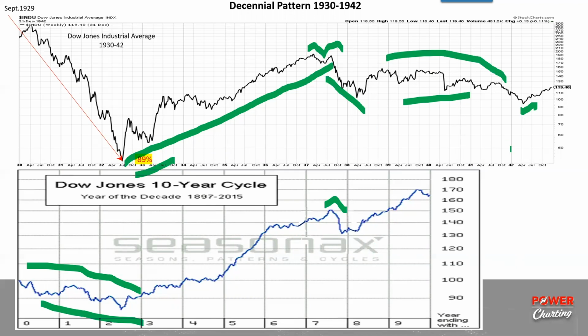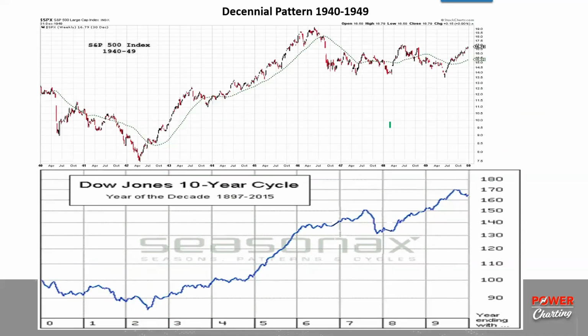And from then on, the market started to improve because it could see that we were going to win World War II and come out of this. So this 1930 to 39 period in 42 is just fantastically interesting. Okay, so here's 40 to 49.